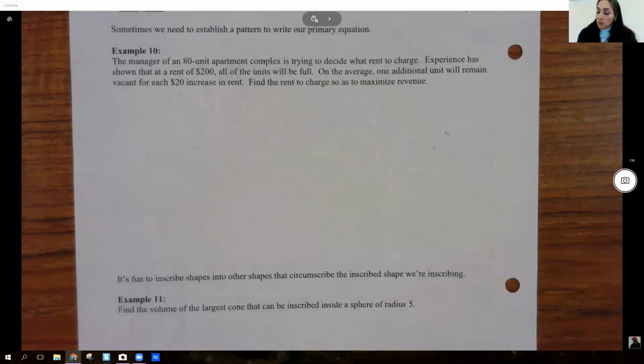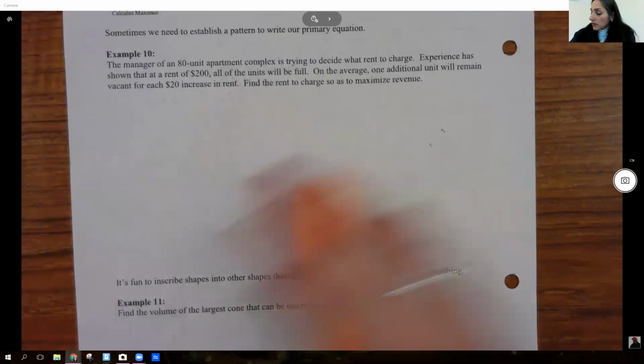Okay, for example number 10, we have the manager of an 80-unit apartment complex trying to decide what rent to charge. Experience has shown that at a rent of $200, all of the units will be full. On the average, one additional unit will remain vacant for each $20 increase in rent. Find the rent to charge so as to maximize revenue, maximize the amount of money that the manager is bringing in. So let's think about this and see how this is working out.